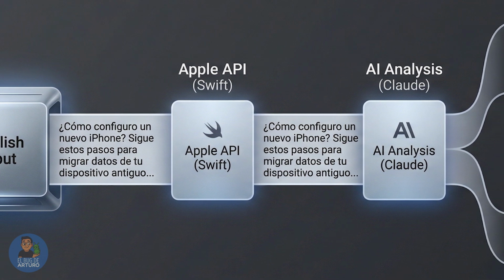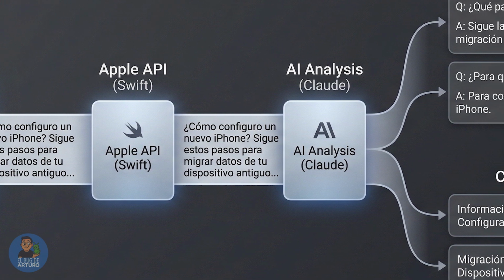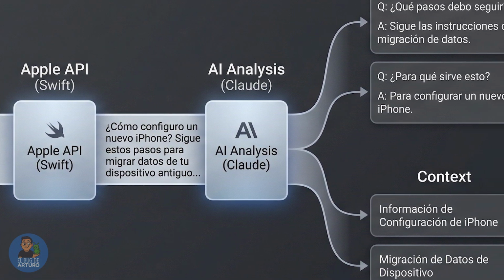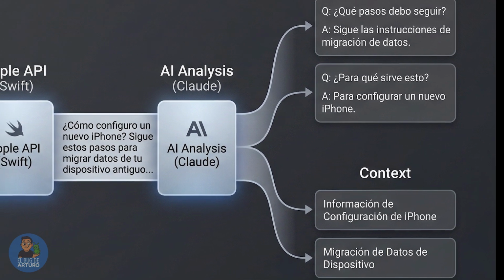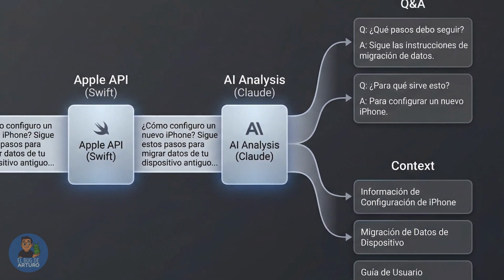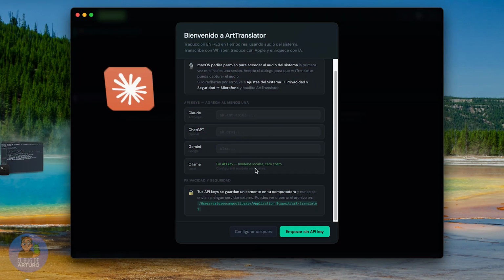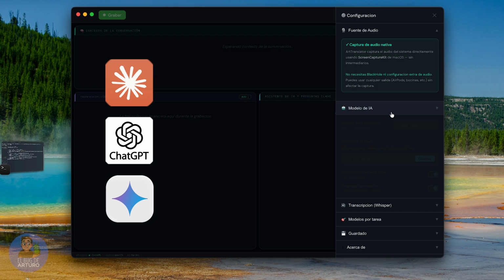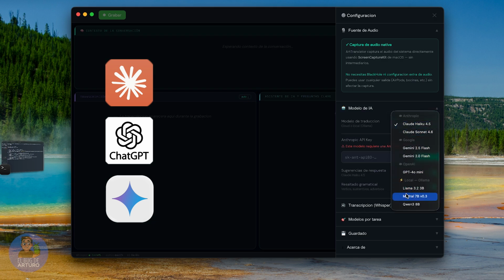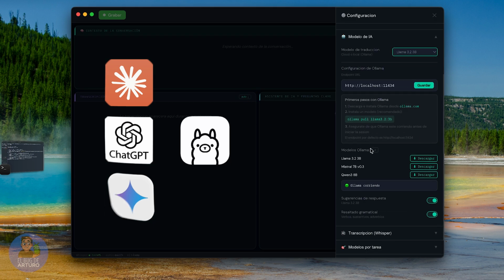Instead of waiting for a generative AI to translate, we used the Apple API via Swift to get the Spanish text instantly. And asynchronously, my Node backend sends that transcription to an AI orchestrator. We integrated ultra-fast cloud models like Claude Haiku or Gemini Flash, and I even left the option to use local models like Ollama to make it 100% free.